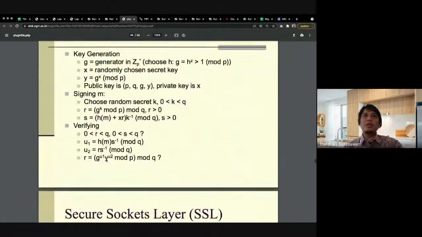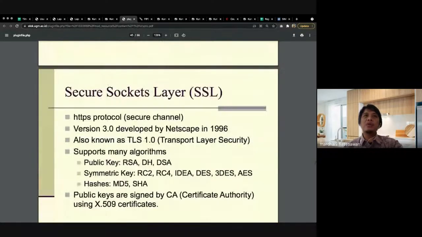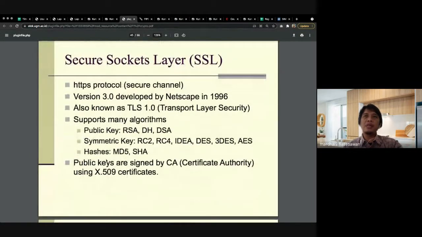So that will be the one. And then we also have the Secure Socket Layer, the SSL, which is used for the protocol. We had HTTPS. Yeah, it's also used for the blockchain because we want to ensure that all the nodes that work on the blockchain also have a secure channel.